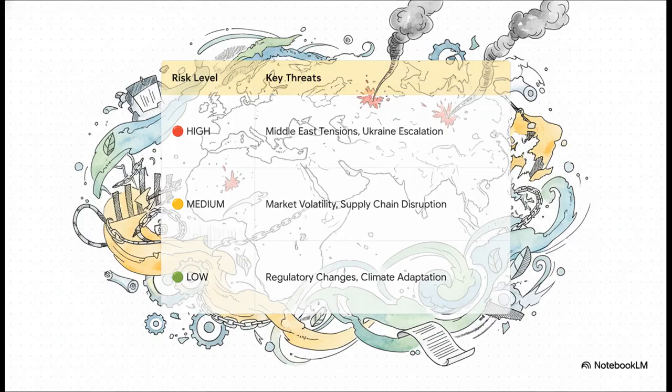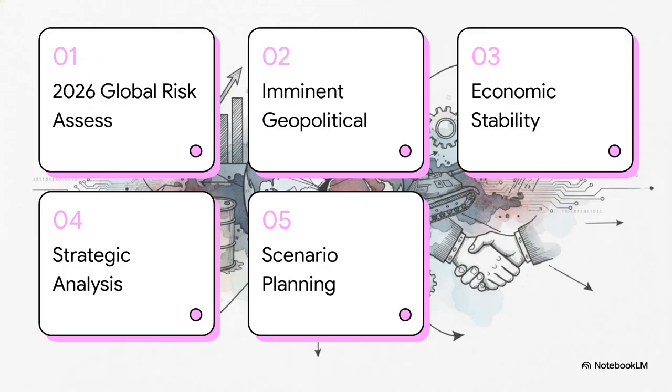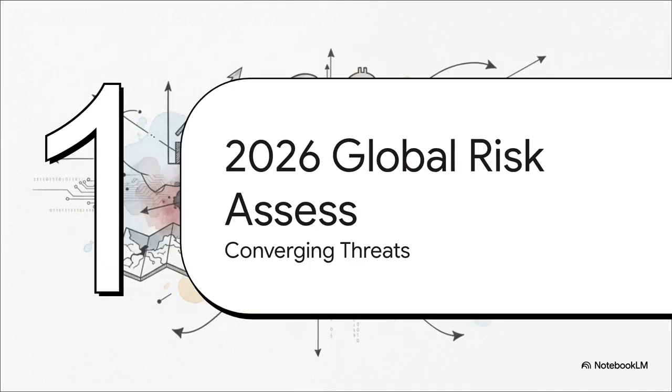Here's the path we're going to take in this briefing. We'll start with that high-level assessment, then we're going to drill down into the geopolitical and economic drivers behind it. From there, we'll introduce a crucial analytical framework before we wrap up with a practical scenario planning exercise. All right, Section 1, the 2026 Global Risk Assessment. We're going to start by unpacking the intelligence behind our assessment, really focusing on how these different threats are starting to converge and define the current landscape.